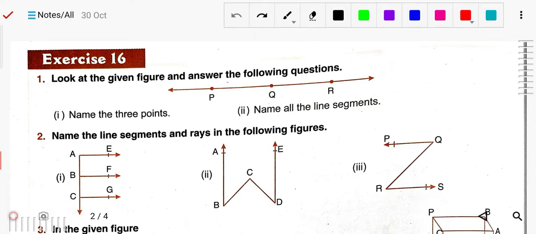See, the points are P, Q, R. So that's the answer. You can write P, Q, and R. These three are the points.